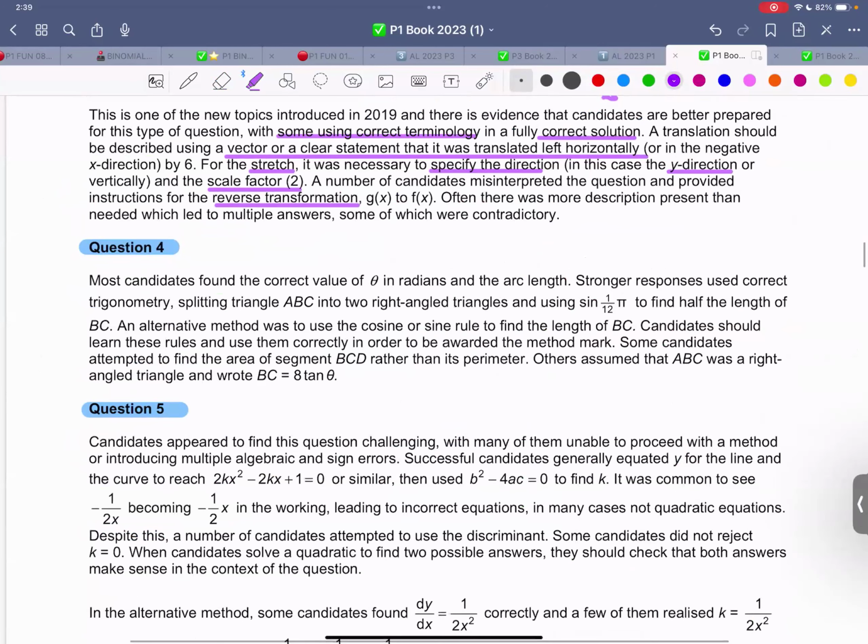Often there was more description present than needed, which led to multiple answers, some of which were contradictory. That means it's an old saying that speak whatever you are asked to, speak in limited words and don't blabber. So whatever you write, that should make sense. Otherwise, one part will be contradicting the other. Hence, you'll be losing the marks.